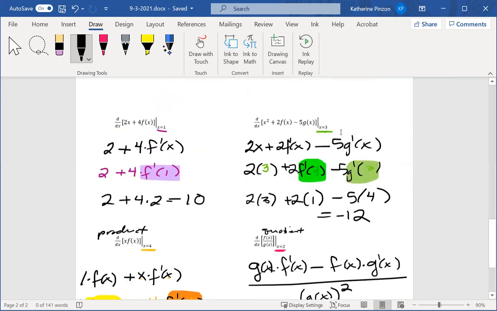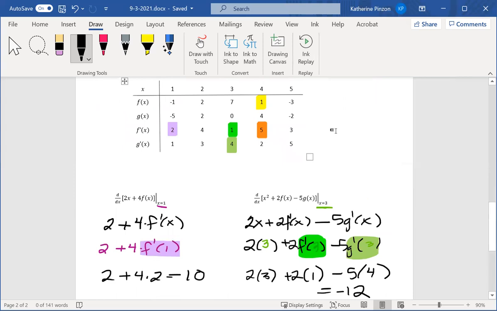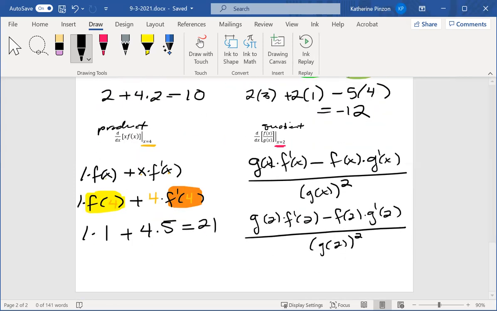Let me see if I can get it. 2, 2, 4, 3. Let me write it over here.